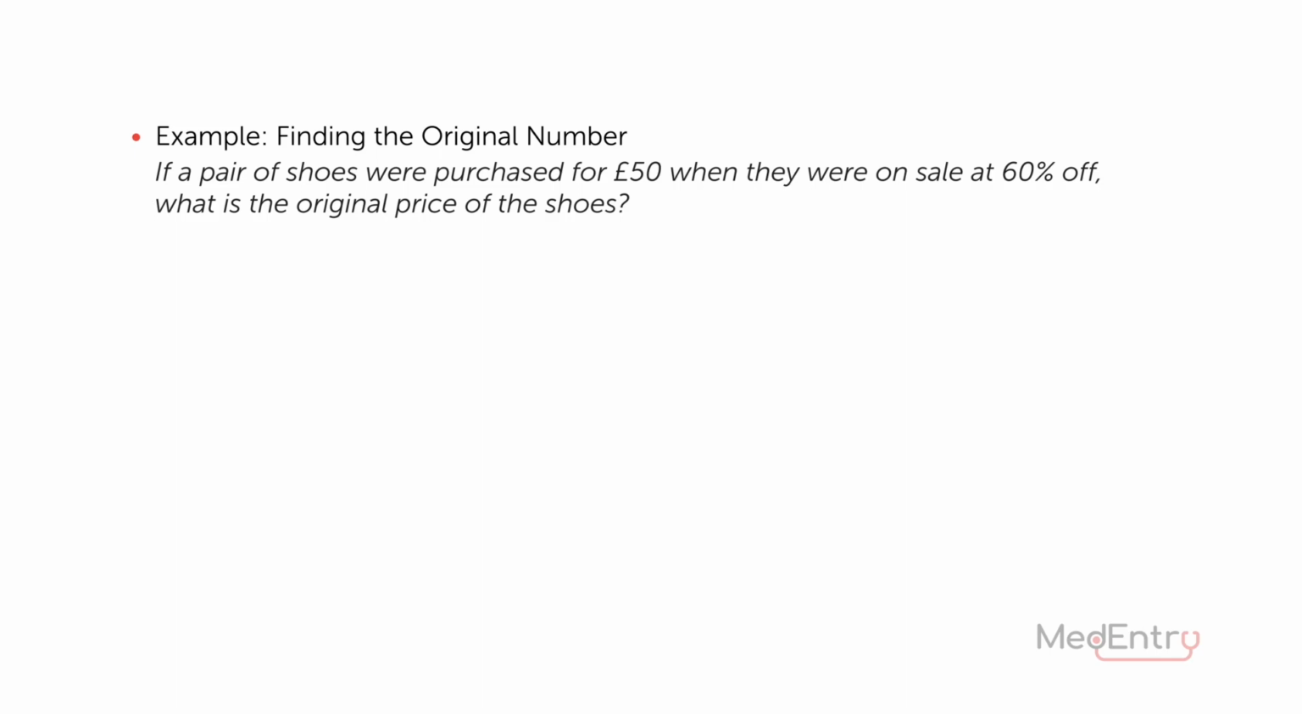Using our equation, original equals new over 1 minus percentage change expressed as a decimal, we get 50 over 1 minus 0.6, which is equal to 50 over 0.4, which is equal to £125.